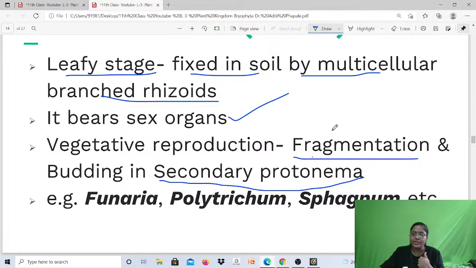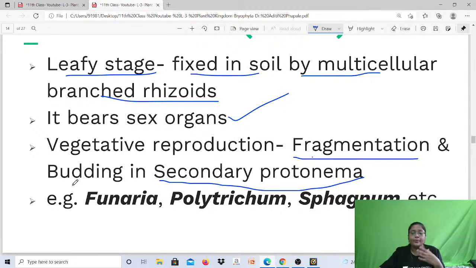What do you mean by fragmentation? The structure or body of the plant divides into several fragments, and each fragment is capable of giving rise to a new organism. And budding is where buds are formed, like budding in yeast and hydra, remember? So buds are formed by asexual reproduction, mitosis. Each bud is first very small, and it remains attached to the main body of the parent plant.